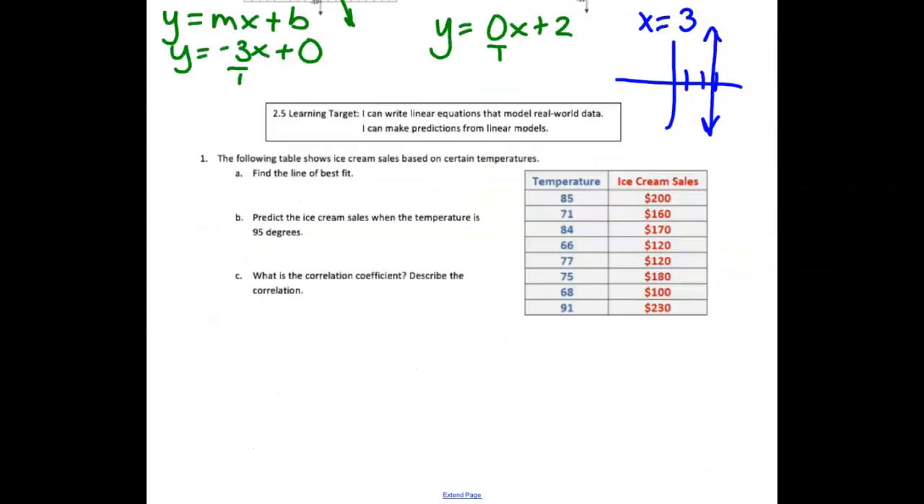All right, our last question comes from section 2.5. We're looking at coming up with a line of best fit and using it to make some predictions. So we're going to pull up our graphing calculator here, and we're going to enter our data. Notice from the table of values, we are given a temperature and we are given some ice cream sales. So we are going to put our temperatures as our x values in list 1, and our ice cream sales will be our y values, and we'll put those in list 2.